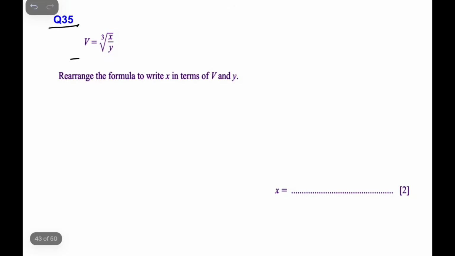Question number 35, v is equal to cube root of x by y. We have to rearrange the formula and write x in terms of v and y. So if we cube both sides, v cube will be x upon y.